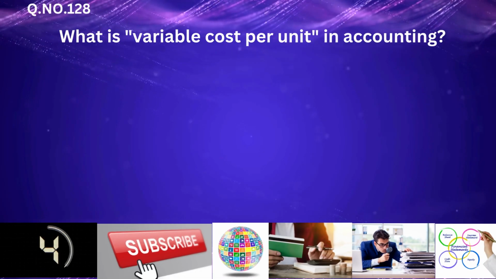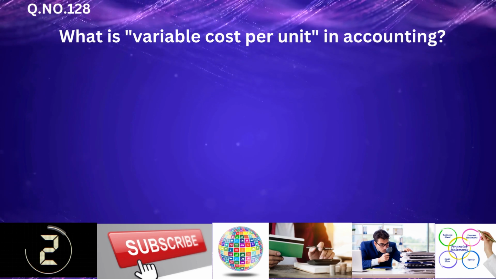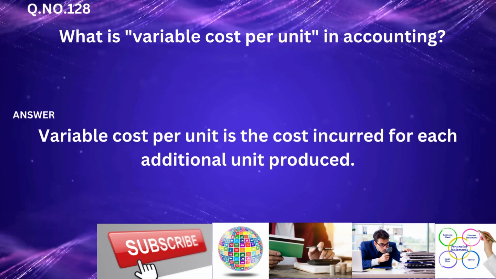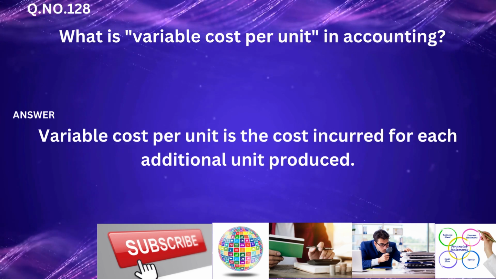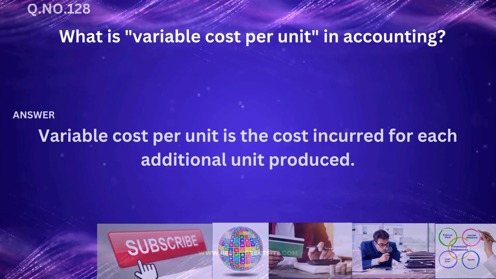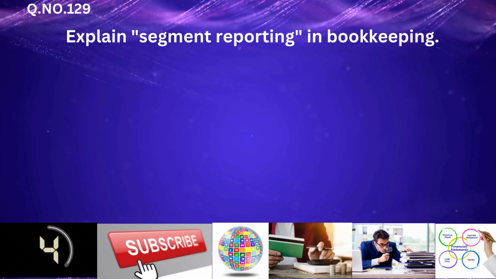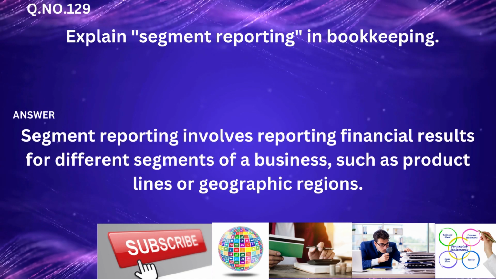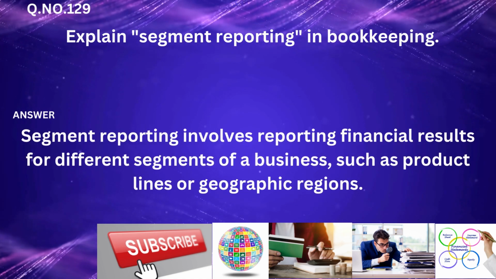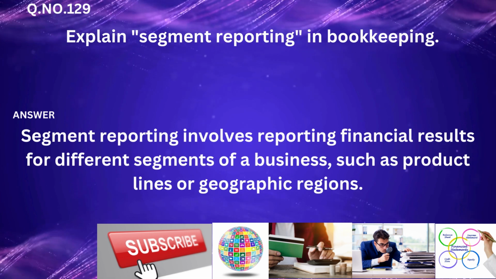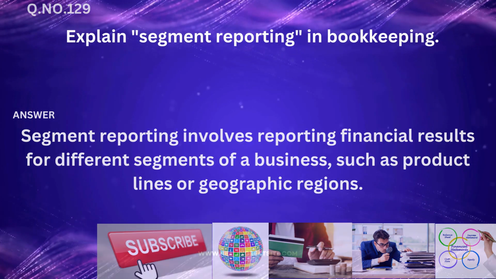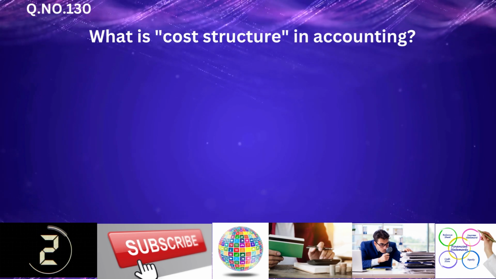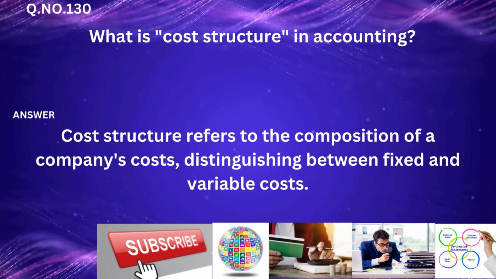Question 135. What is activity-based management (ABM) in bookkeeping? Answer: ABM focuses on using activity-based costing principles to manage and improve business processes. Question 136. Define transfer pricing in accounting. Answer: transfer pricing involves determining the prices at which products or services are transferred between different divisions or subsidiaries of the same company.